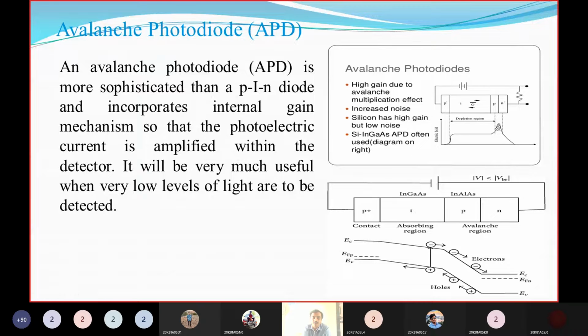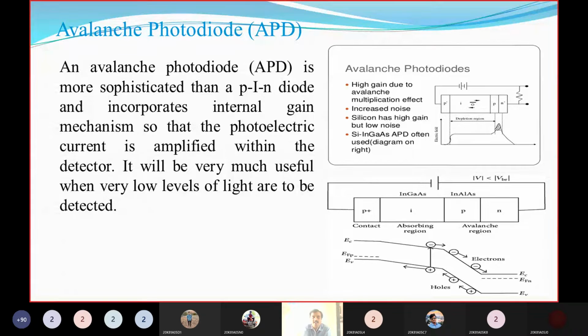And one more thing, the area is also high compared to the PIN diode. That's why the sensitivity of the material also increases. Sensitivity of the material will increase. Okay, so this is just the introduction of the avalanche photodiode.